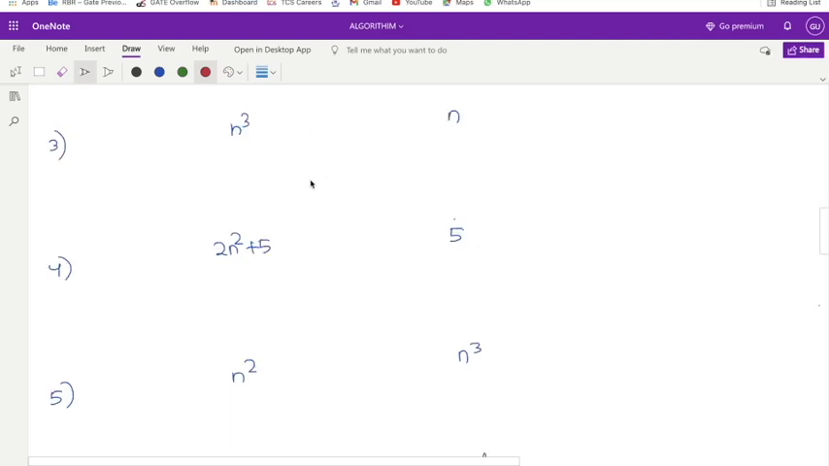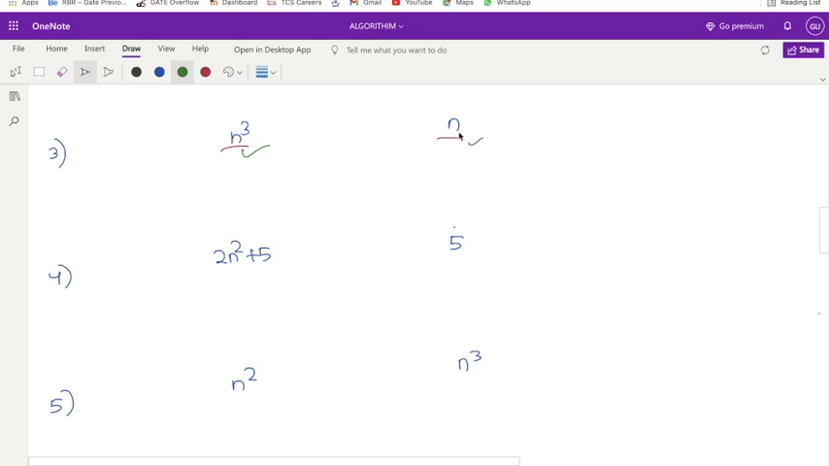Let's go to the third question. You can see that these are the two functions given. F of n is n cube and g of n is n. Just by seeing it you can say that n cube will be greater than n. This is f of n and this is g of n. So which one is bigger? F of n is bigger, so I will write it inside the big O notation.